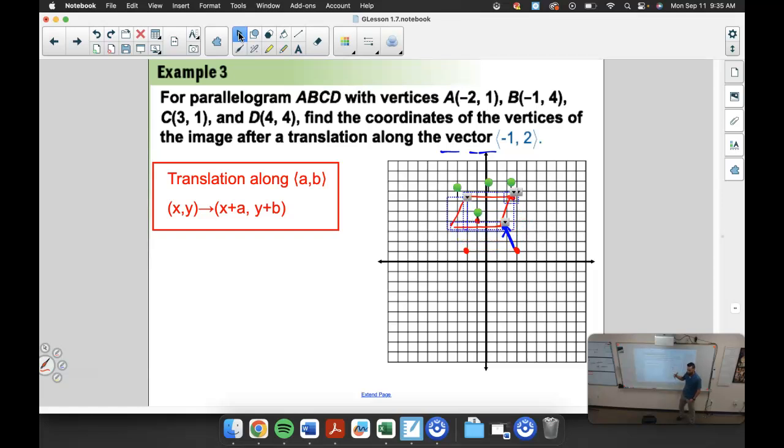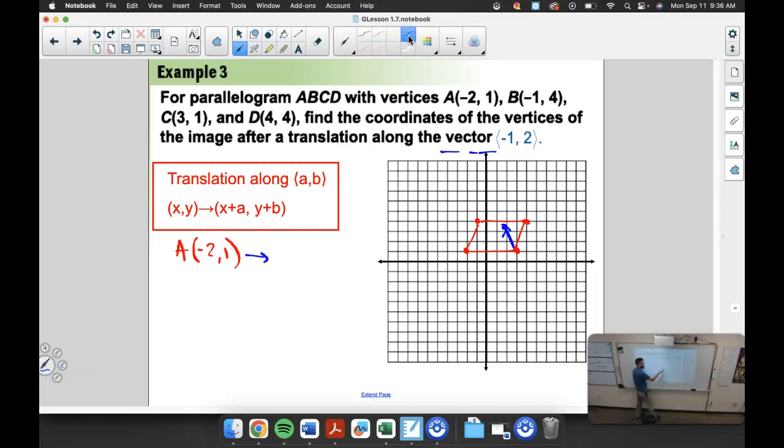Okay, now again, I have this board and I can do that really easy. But for us, without a smart board, what we're going to do is you just take every x value, take one of these. Say I said a, -2, 1. And I'm going to run it through this vector. So I'm going to subtract 1 from my x value and add 2 to my y value. So it becomes -3, 3.